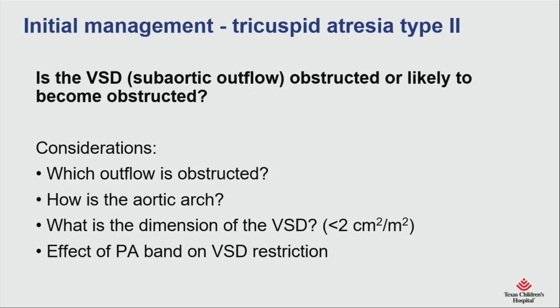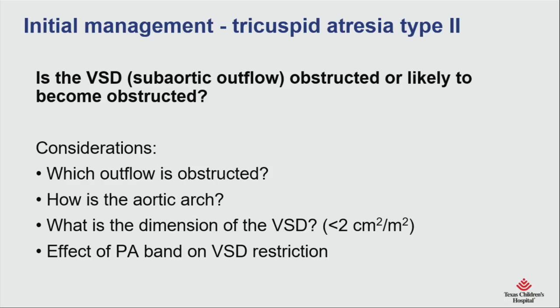So one of the questions is which outflow is obstructed? Normally in congenital heart disease, it's very rare that you have 2 outflows that are obstructed congenitally. So that's the first question you have to ask yourself. Well, if you have pulmonary obstruction, most likely your aortic valve's fine, and vice versa. Now, there's exceptions to the rule, but for the most part, that holds true. If you have an aortic arch hypoplasia, that usually means that your VSD is going to be small or is already small.